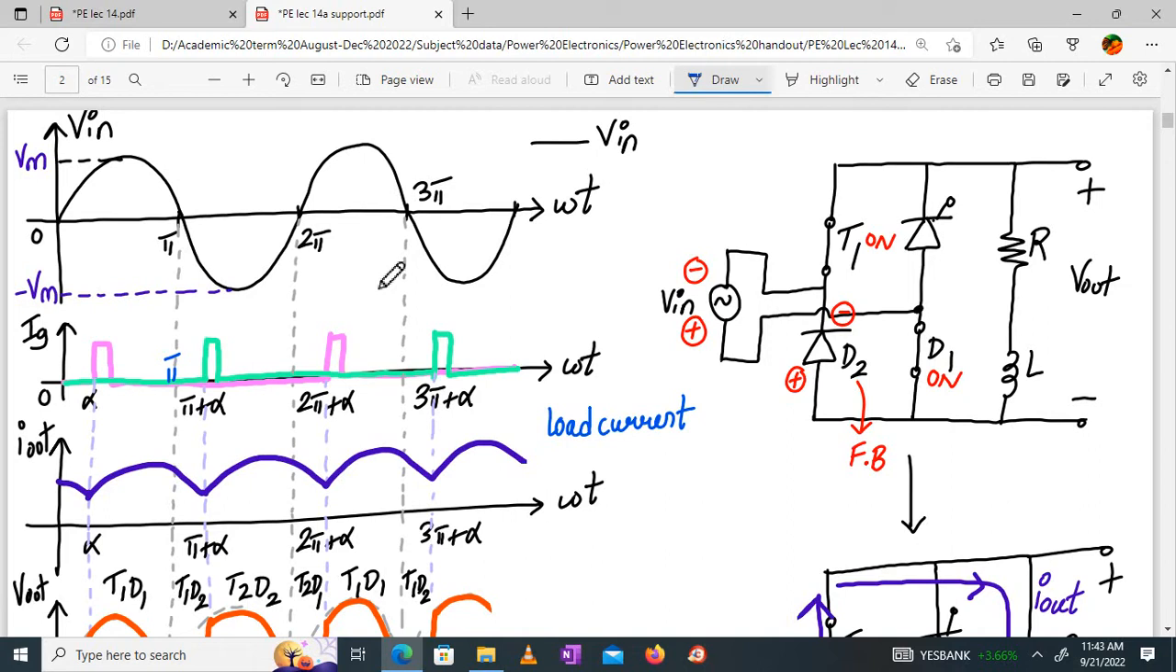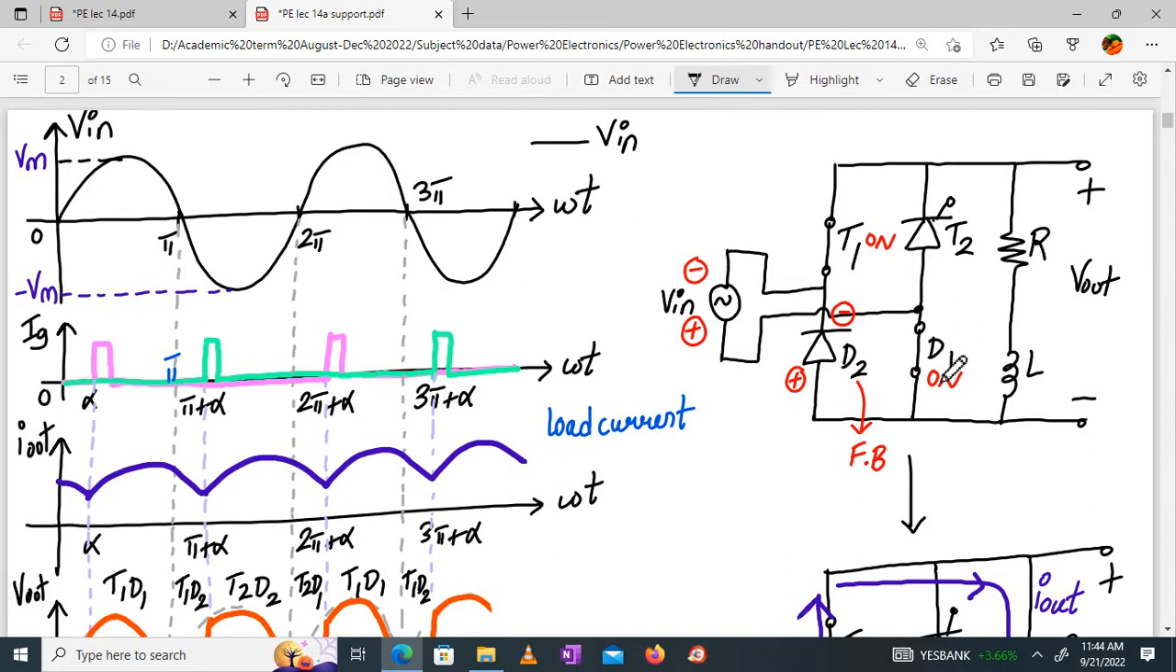The T1, which is in forward blocking mode, due to the positive half cycle, it turns on. So T1 will turn on. What about D1? Diode D1 will turn on during the positive half cycle at omega t equal to 0 only, right? Then what else? Will SCR T2 turn on? No, it will only turn on during the negative half cycle, and D2 also. So these two are off, these two are on.